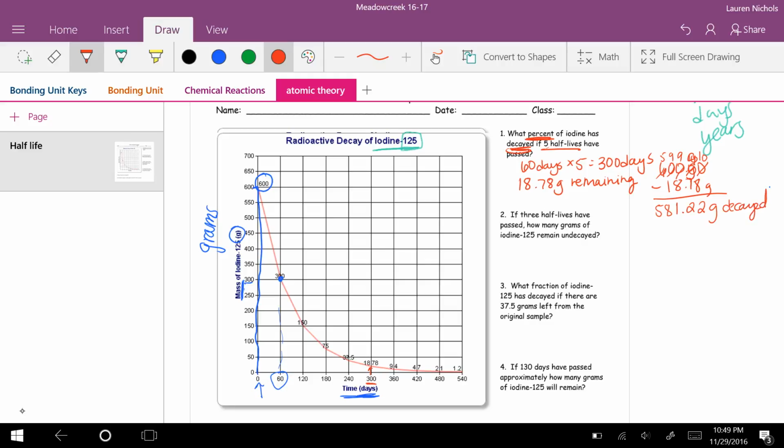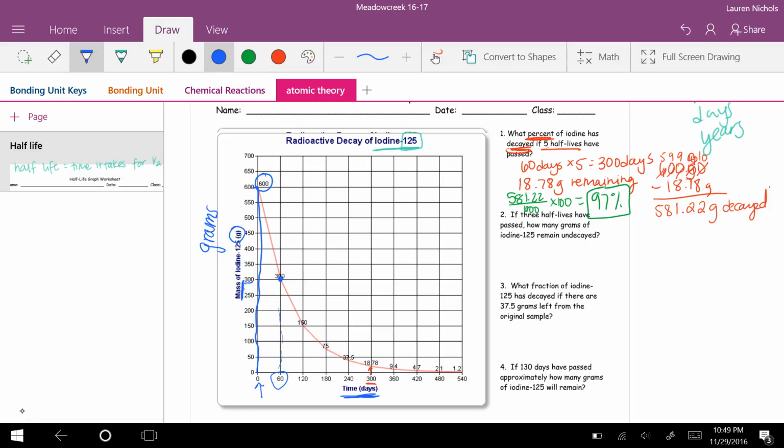But we want to know our answer in a percent. So what we need to do to turn it into a percent is say 581.22 grams divided by the initial 600 times 100 will give us a certain percent. And I managed to find my calculator just now. So 581.22 divided by 600 times 100% will give us 97% decayed. That means a majority of this compound is already gone. Let's look at problem number 2.